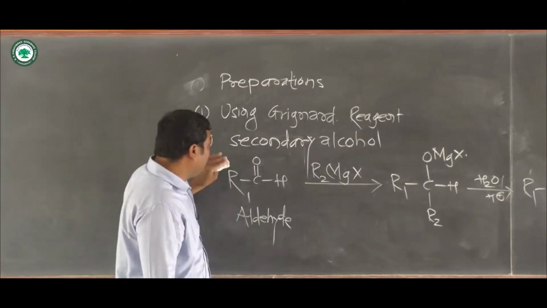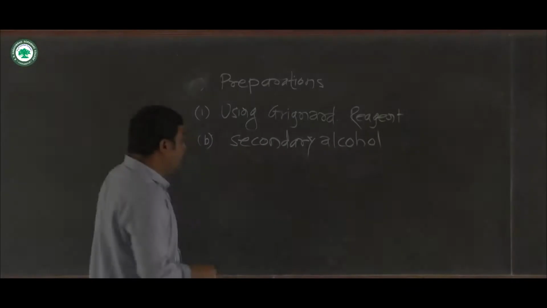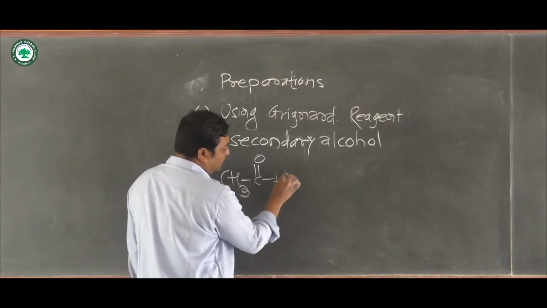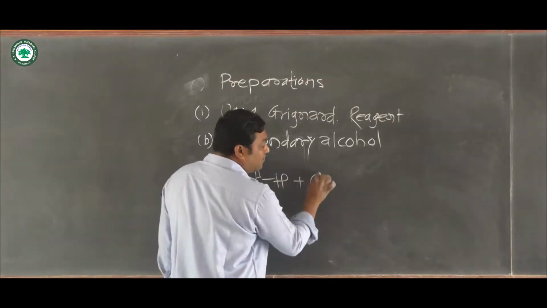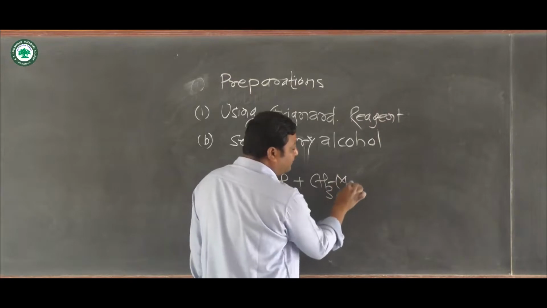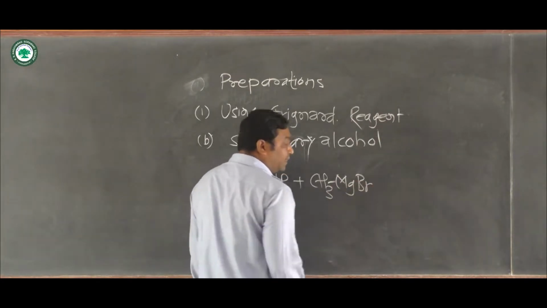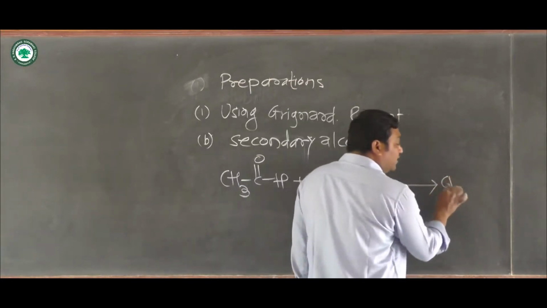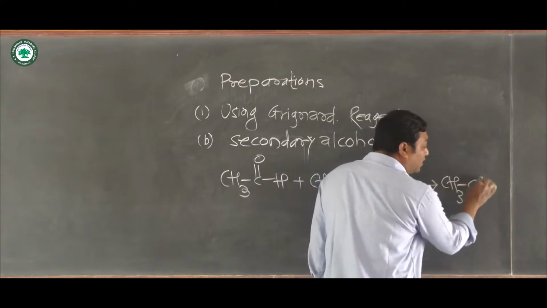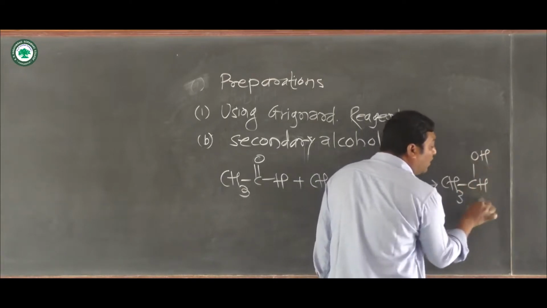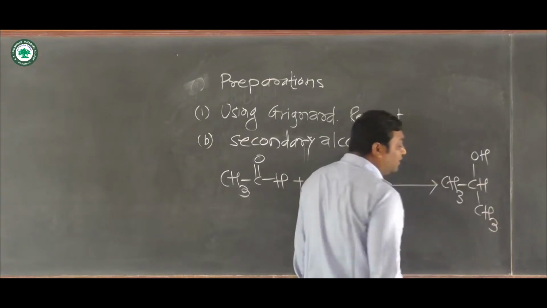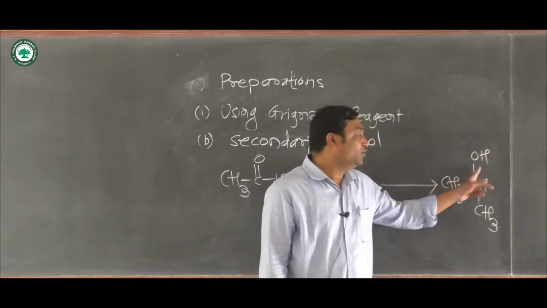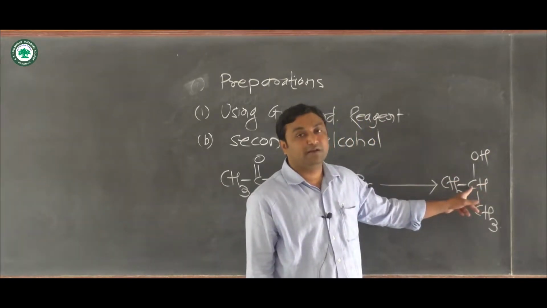Now consider an example of acetaldehyde. When this acetaldehyde molecule is treated with methyl magnesium bromide, directly I write the product, we obtain 2-propanol as a product, which is nothing but secondary alcohol, because the OH group is directly attached to a secondary carbon atom.